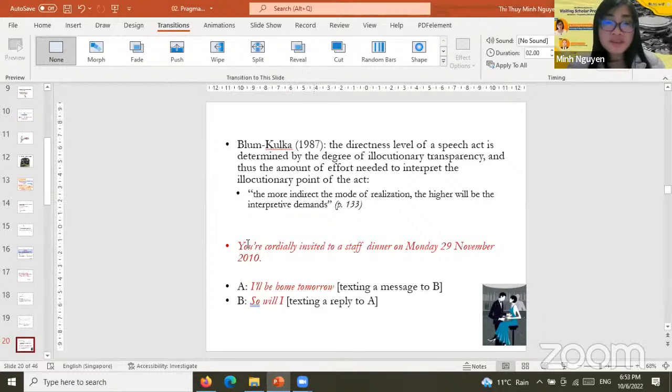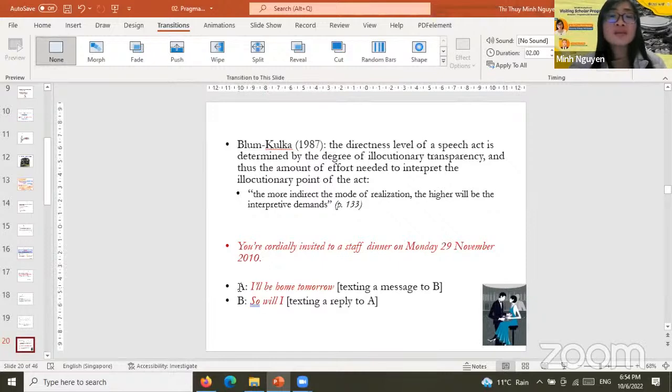Another example is when you say, you are cordially invited to a staff dinner on Monday, 29 November 2010. This is a direct invitation because you can say that the intention is very transparent. You can immediately recognize that this is an invitation.